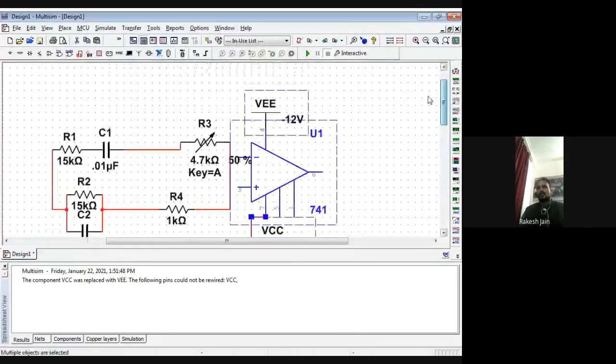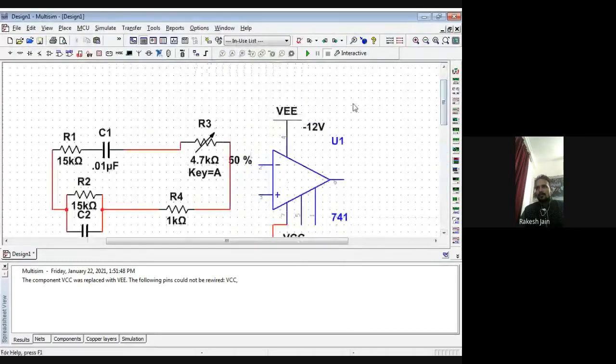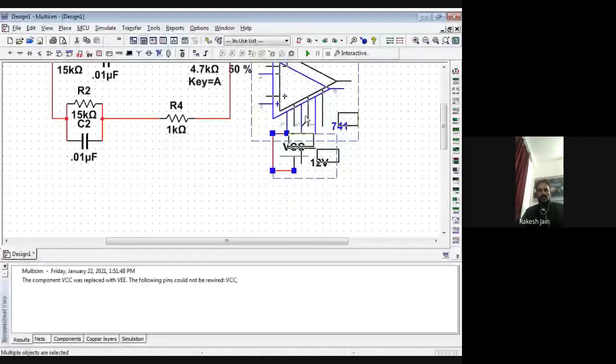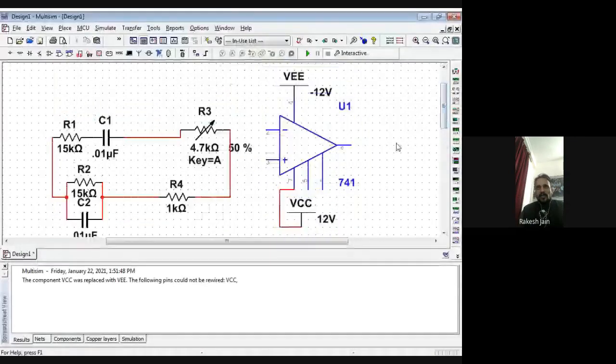Yes, so now see, at the right hand side my operational amplifier is there, and at the left hand side R3, R4, R1, C1 and R2, C2 are there. Now we connect the remaining circuit. The pin number 2 is connected with the series connection and variable potentiometer connection. So this 2 number pin is connected as per the diagram here.